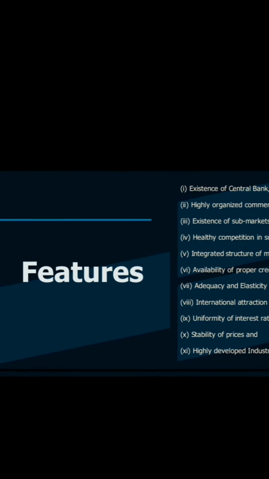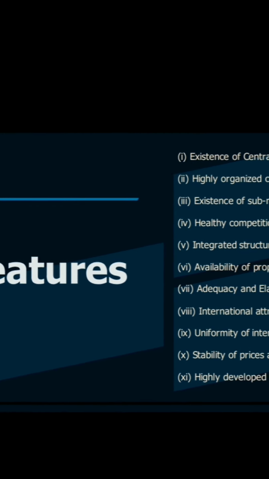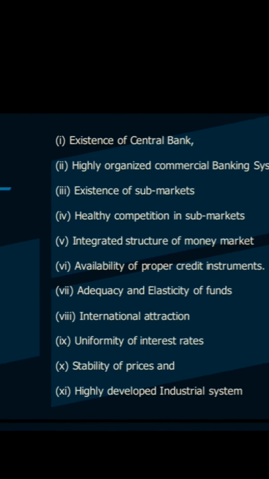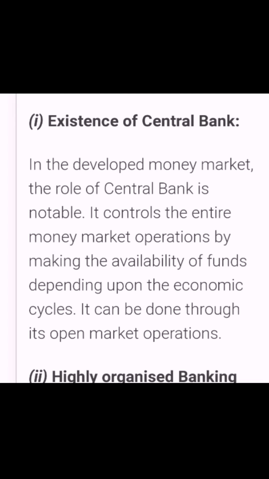So what are the features of the international money market? One is existence of central bank, 2 highly organized commercial banks, 3 existence of submarkets, 4 healthy competition in submarkets, 5 integrated structure of money market, 6 availability of proper credit instruments, 7 adequacy and elasticity of funds, 8 international attraction, 9 uniformity of interest rates, 10 stability of prices, and last, 11 highly developed industrial system. So let's explain the first, existence of central bank.